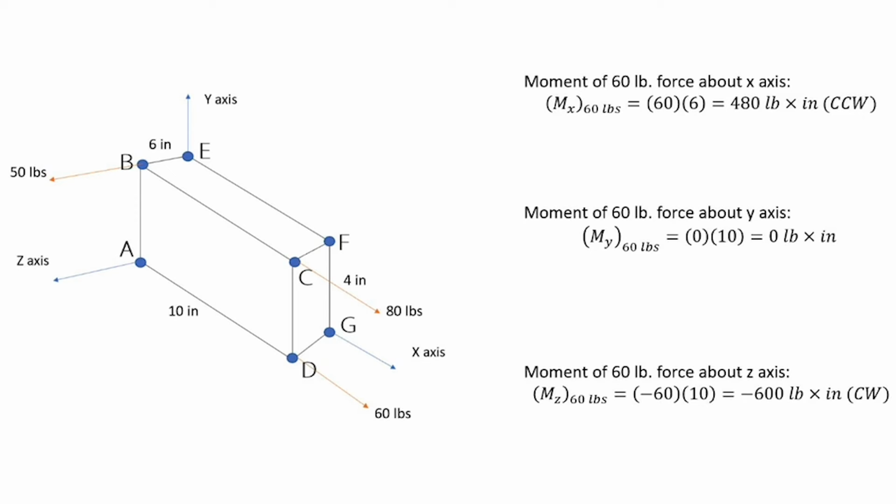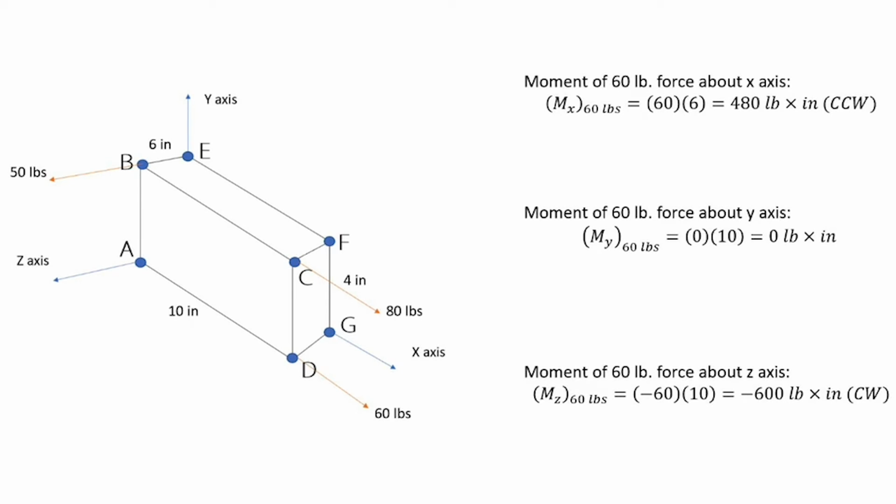And then we're going to do that 60-pound force about the y-axis. So same thing here, the force is acting in the same direction as the y-axis. So that means that there would be a force of 0. We can multiply it by the distance from the y-axis, but we'll still get 0.